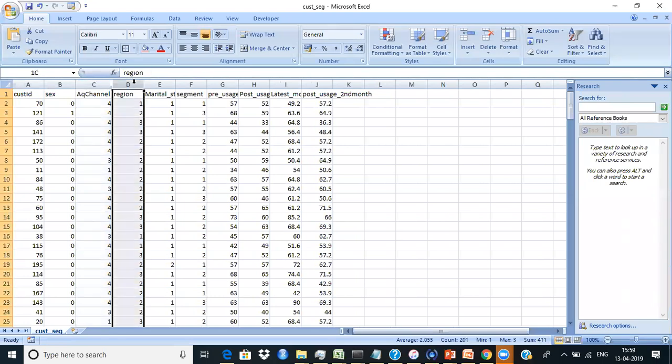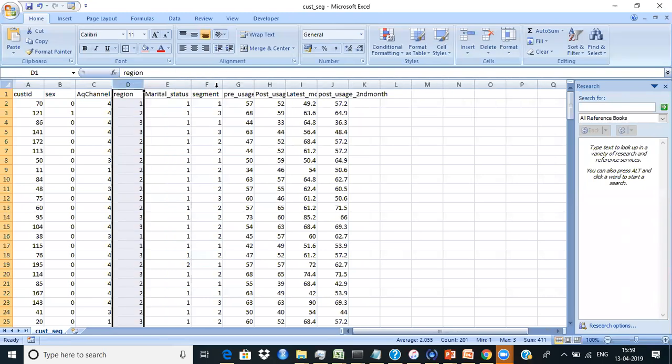Then you have region. Banks usually demarcate regions, right? They might have north, south, east, west. This basically tells you which region you belong to. Makes sense? Then you have marital status. All of you understand what this is.